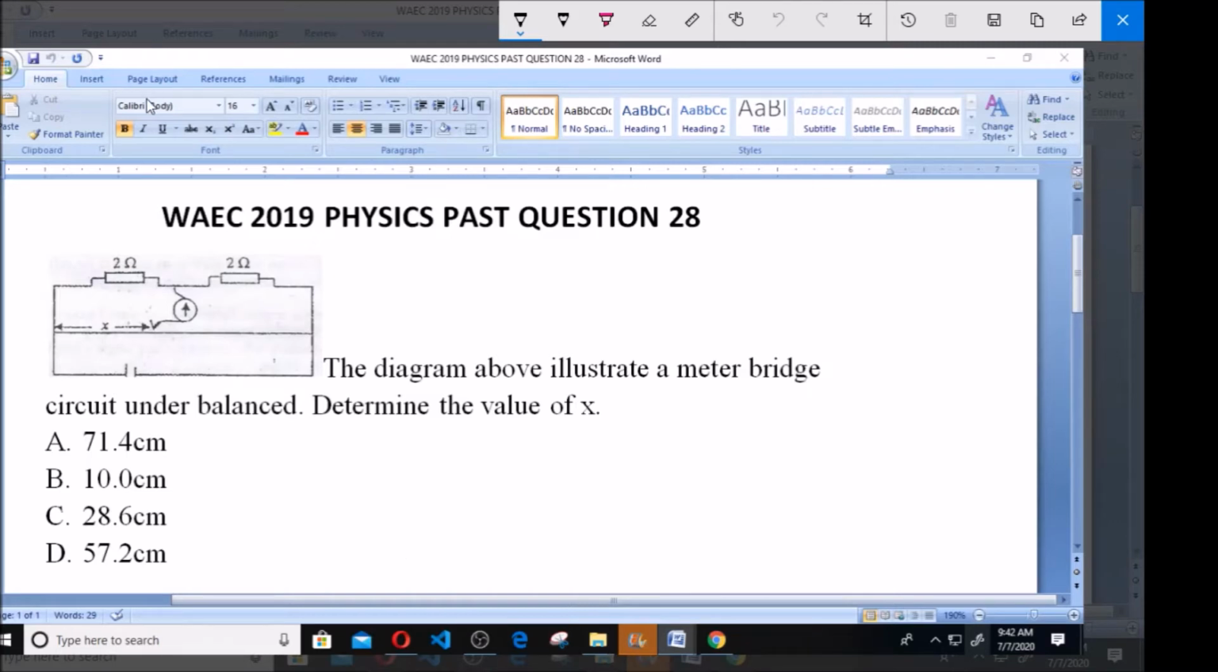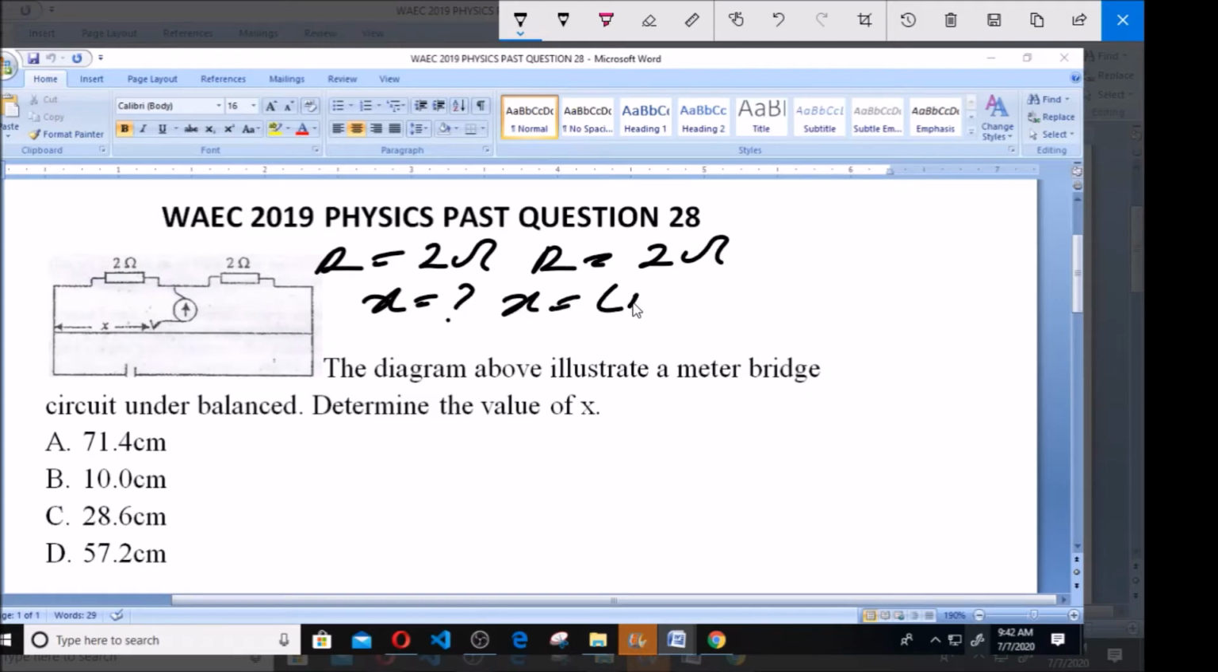Now from the diagram we're given two resistances. Let's call the first resistance R1. Say R1 equals 2 ohms and the second resistance R2 equals 2 ohms. Now we're given one length X. X is unknown, we don't know what the value of X is. Now X is our L1, the first length.